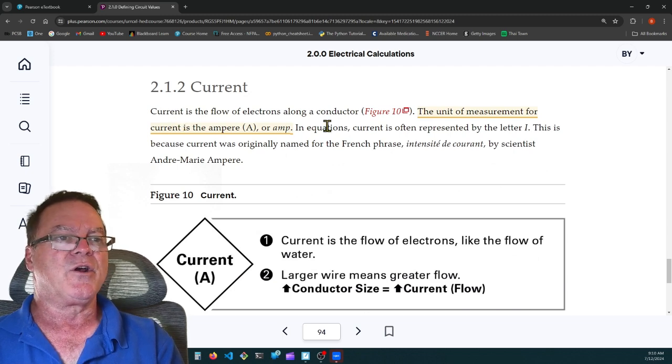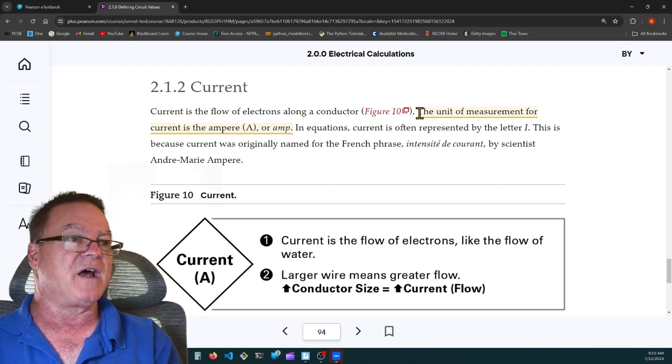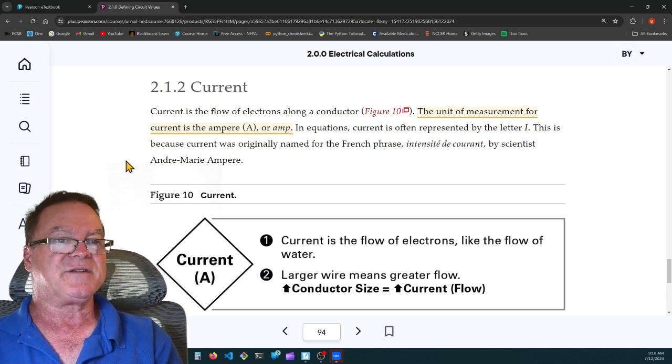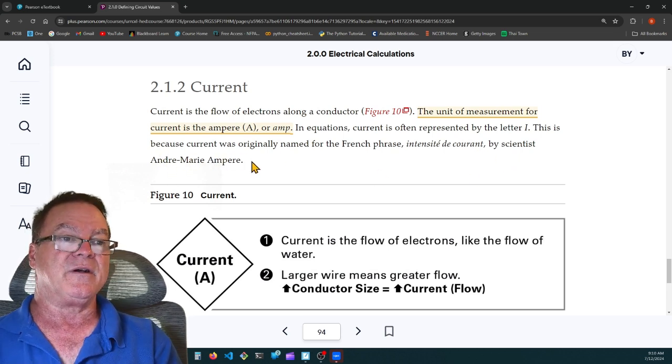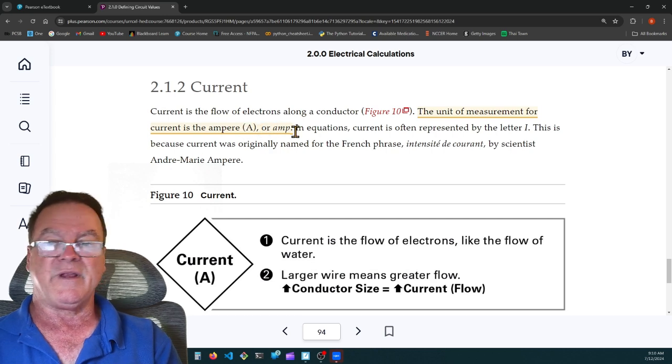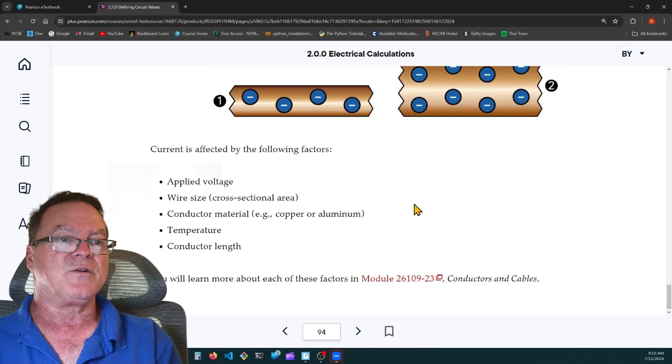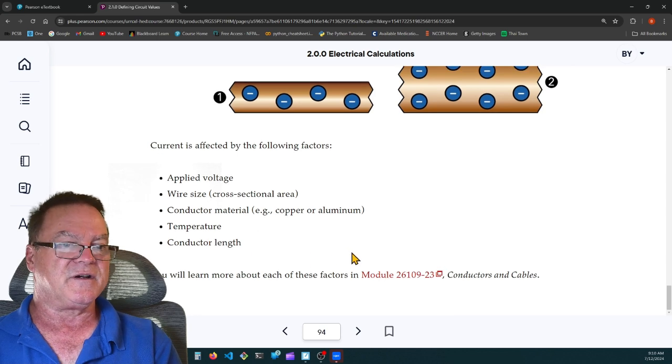2.1.2 Current. Current is the flow of electrons along a conductor. This is highlighted. It says the unit of measurement of current is the ampere, or amp. In equations, current is often represented by the letter I. This is because current was originally named for the French phrase intensité de courant by scientist André-Marie Ampère, for which we have named the ampere or the amp. So current is affected by the following factors: the applied voltage, the wire size, the conductor material, the temperature of the conductor, and the length of the conductor.